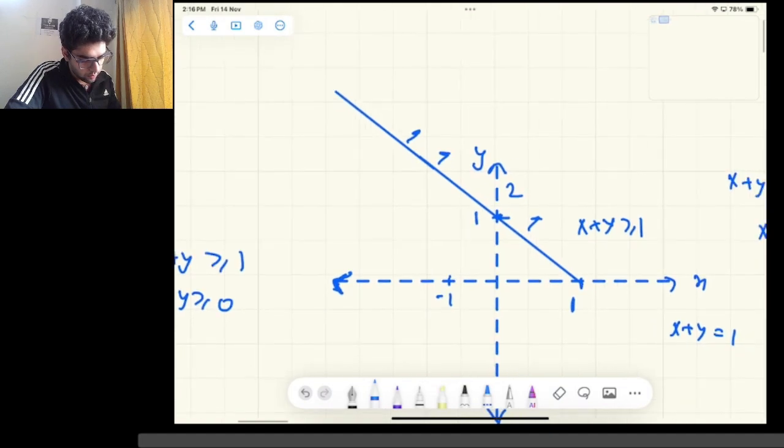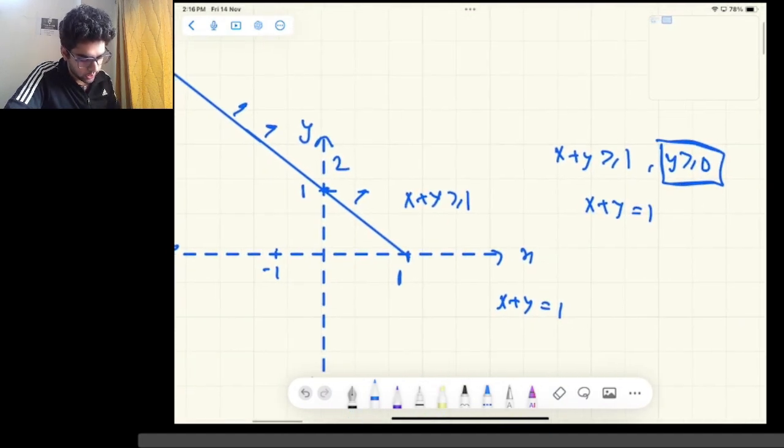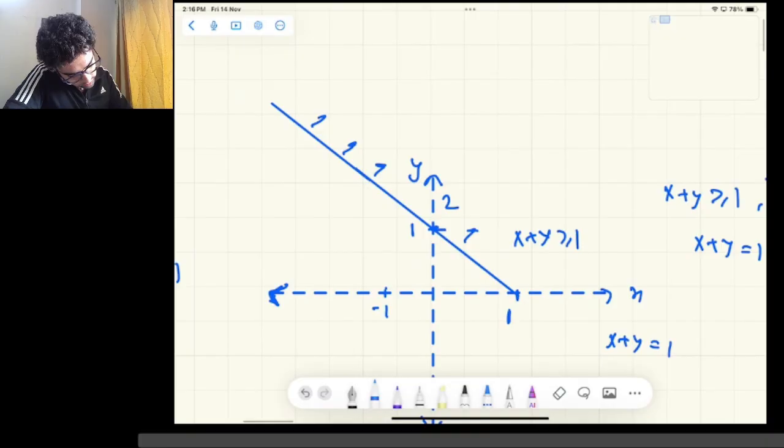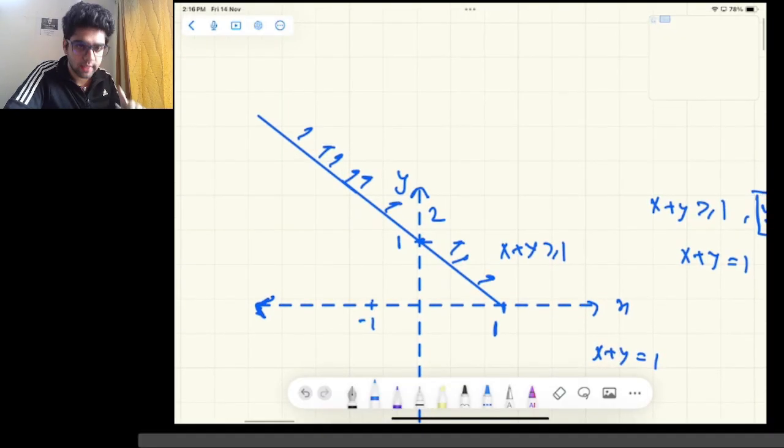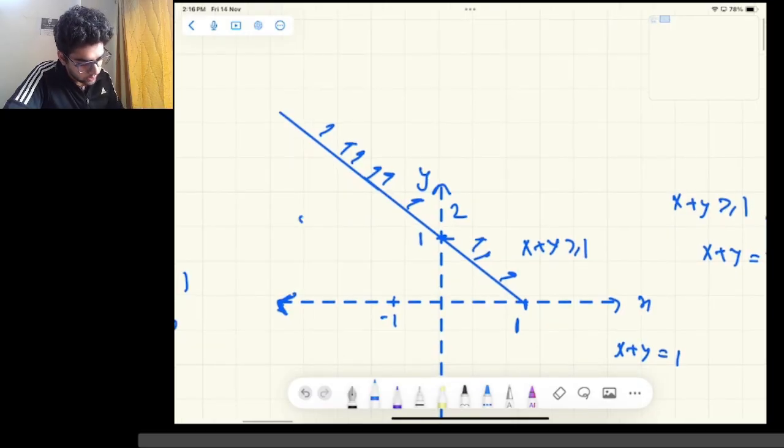So now we have all the points. We have drawn the domain also, right? So this is the domain D. This consists of the domain D where x plus y is greater than or equal to 1. All these other points have x plus y less than or equal to 1, so we won't take this into account.